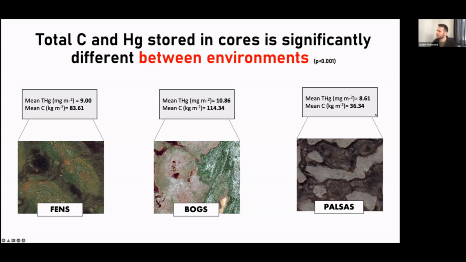Now, pulsas are a little bit lower on both fronts, and this is likely because the peat deposits aren't as deep, because they're typically closer to the coast of Hudson Bay and haven't had as much time to develop. So the mean total mercury is about 8.61 milligrams per meter squared, and carbon is a little bit lower at 36.3 kilograms per meter squared. And this is the likely reason that our estimate of total carbon storage in the region is a little bit lower than the 30 petagrams estimated by Packalen et al.